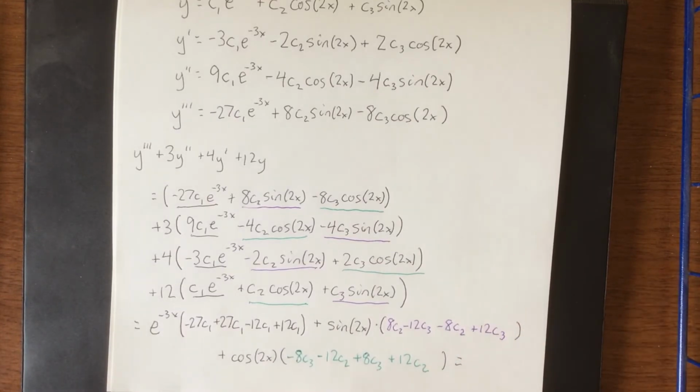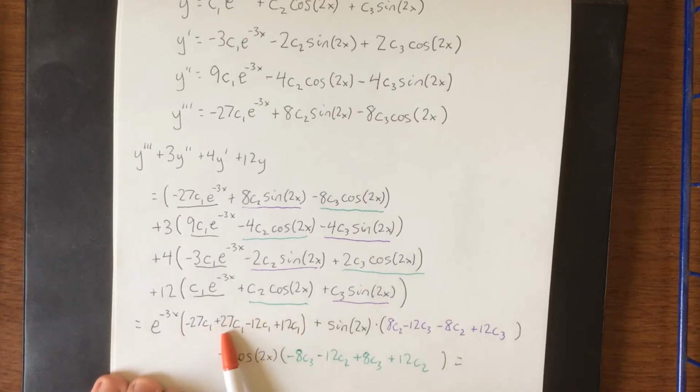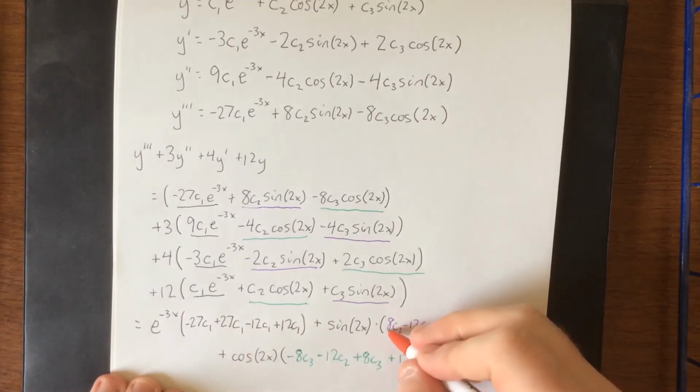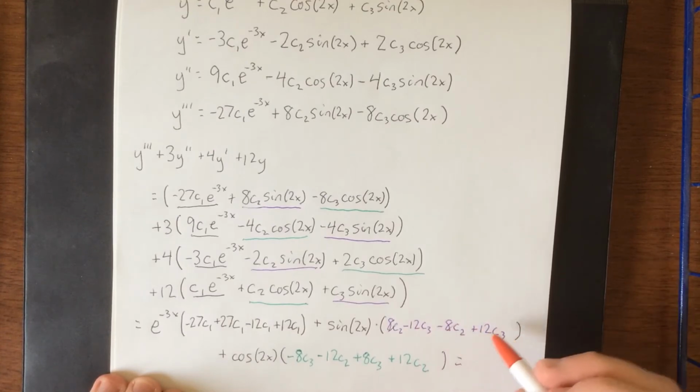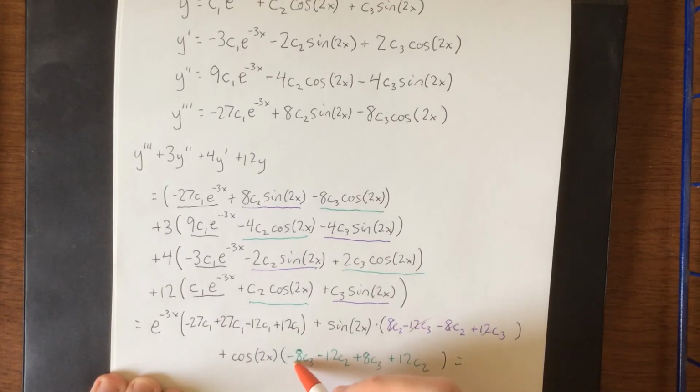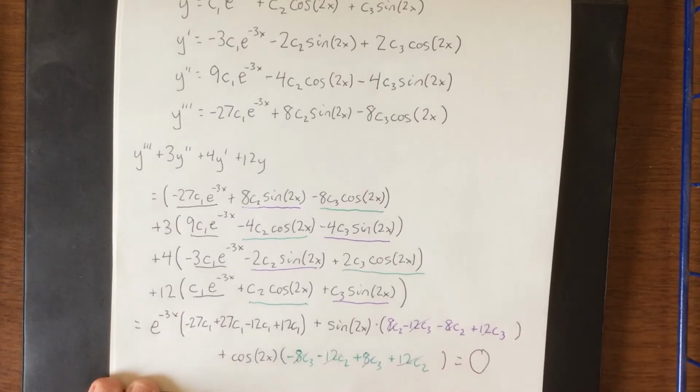And finally, if we take a look at all of the like terms that we have in here, negative 27c1 plus 27c1 minus 12c1 plus 12c1, those all cancel. We got 8c2 minus 8c2 plus 12c3 minus 12c3, those all cancel. Minus 8c3 plus 8c3 plus 12c2 minus 12c2. Everything cancels out and we wind up with 0.